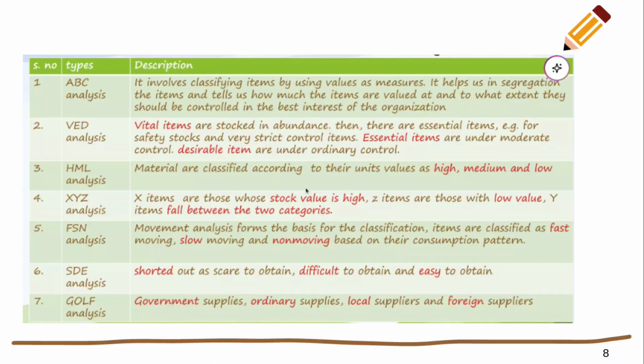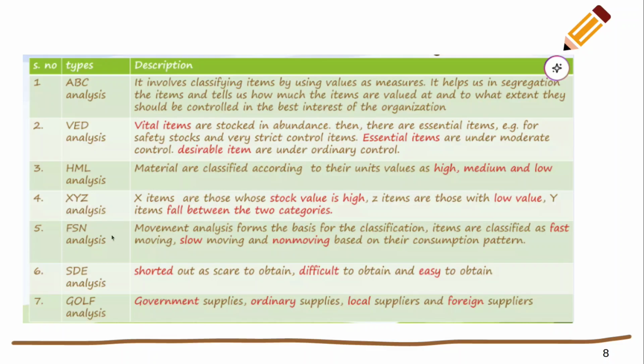And low cost in abundance you can stock. XYZ analysis. X items are those whose stock value is very high. Z items are those with low value. Y items fall between the two categories, neither too costly nor too low cost.